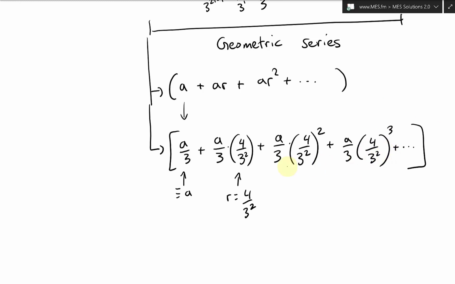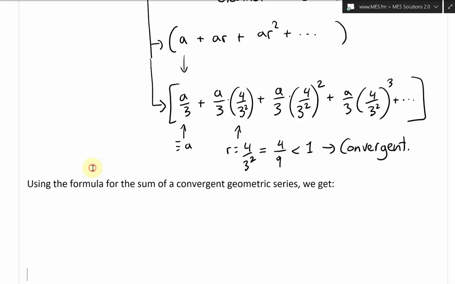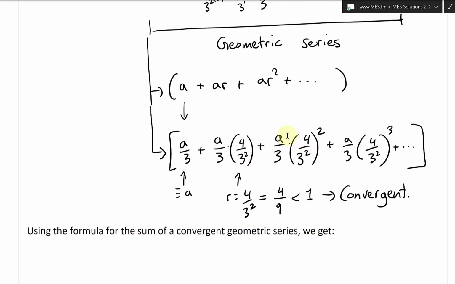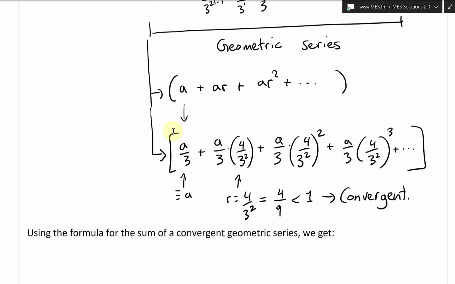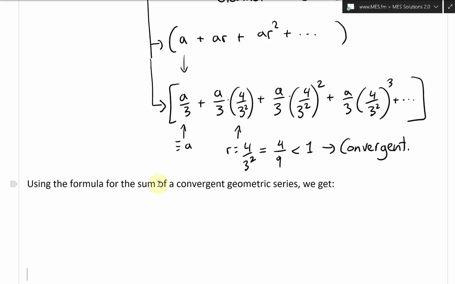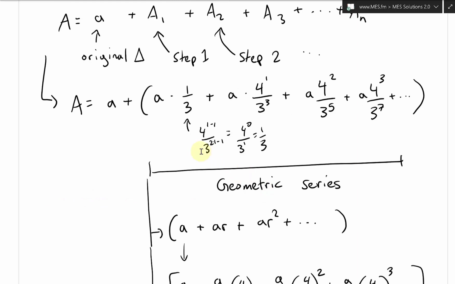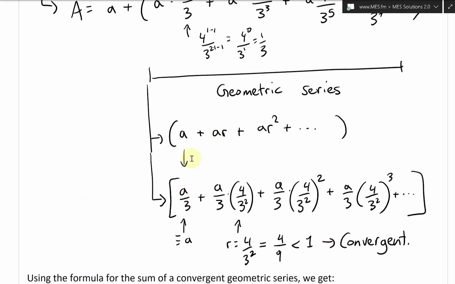Now 4 over 3 squared is equal to 4 over 9, and this is less than 1. Remember our geometric series: if the absolute value of r is less than 1, it's convergent. So this is a convergent geometric series, and now we can apply the formula for it. Using the formula for the sum of a convergent geometric series, which we've gone over several times in this video, that's going to be a divided by 1 minus r.